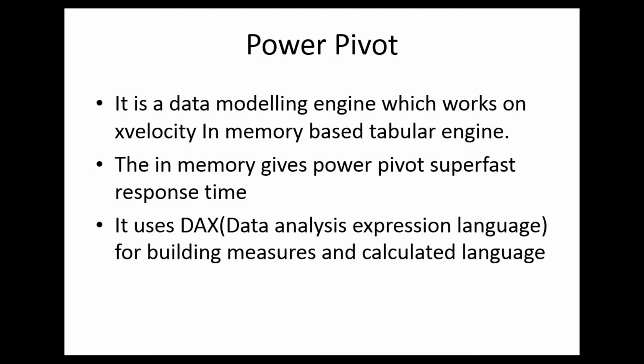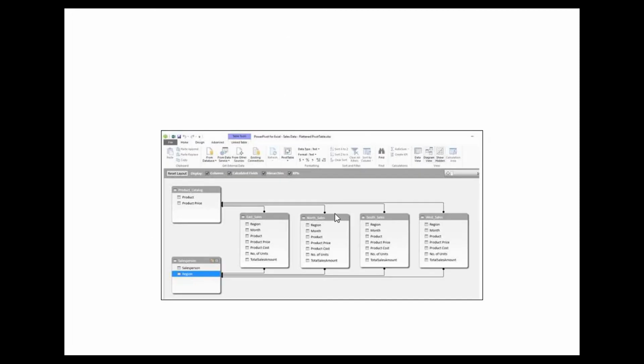Next, coming to the Power Pivot, it also uses DAX for building measures and calculated columns. Okay. Next, we will see how Power Pivot will look. So Power Pivot will look like this. It will create the relationships like this, for the main table and for queries and all.